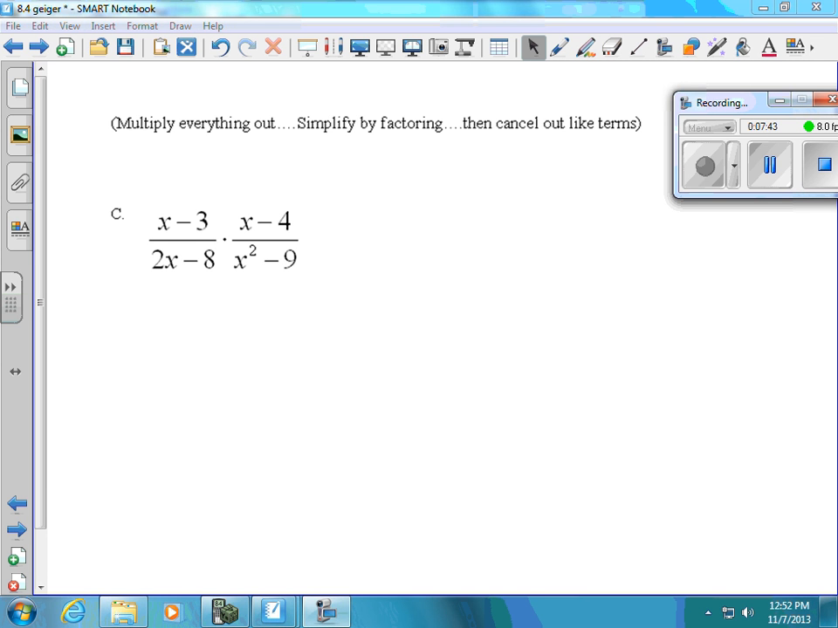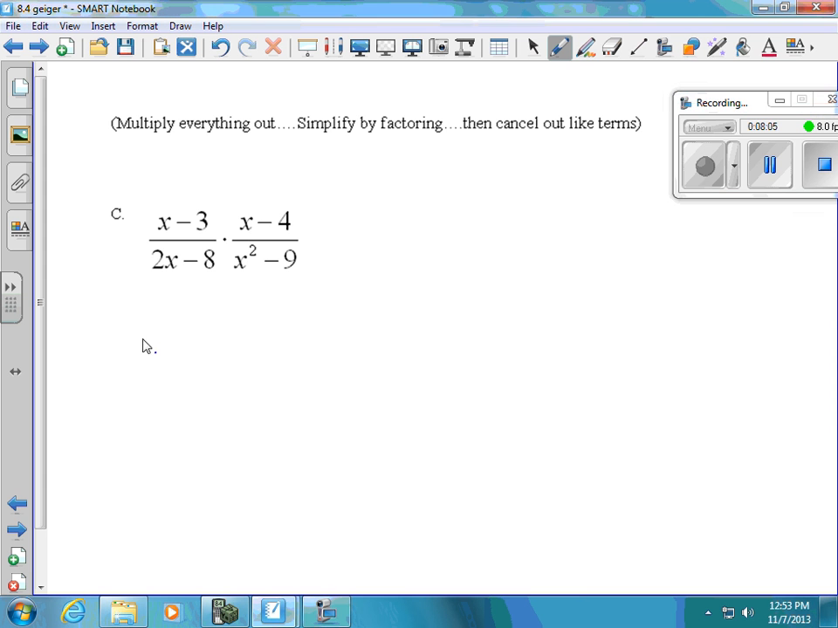So if it's all monomials, then yeah, just combine all the terms, multiply them together, get all the x's and y's together, it makes your life easier. When you have binomials or trinomials and you start multiplying, it's going to make your life harder because you want things factored in order to simplify. So x minus 3 and x minus 4, those are already simplified. 2x minus 8, can that be factored?